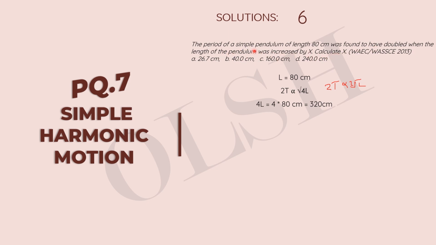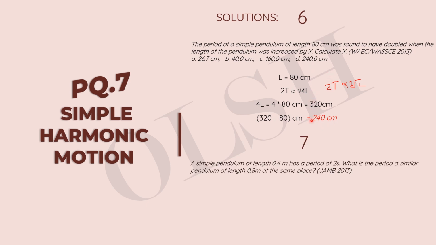The length of the pendulum was increased by x, so we're not asked to find the final value, we're asked to find that increment. So 320 cm is the final value, so the increment is going to be 320 cm minus 80 cm, which gives us 240 centimeters. So the answer is D for number 6. Okay, we move on to number 7.